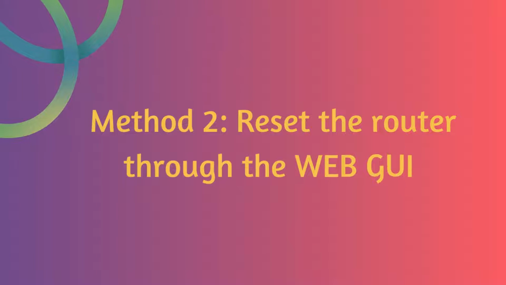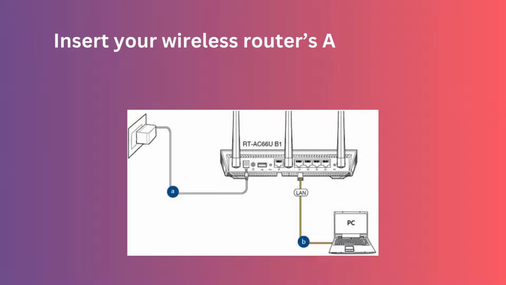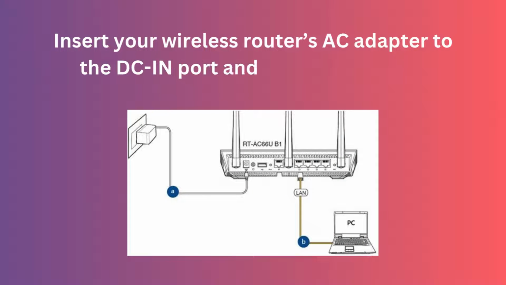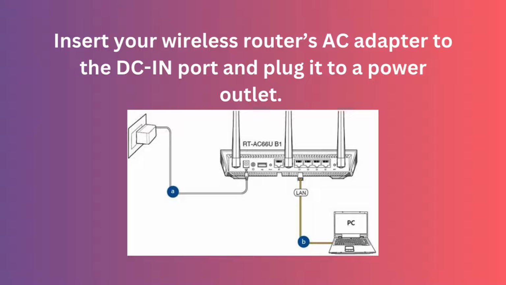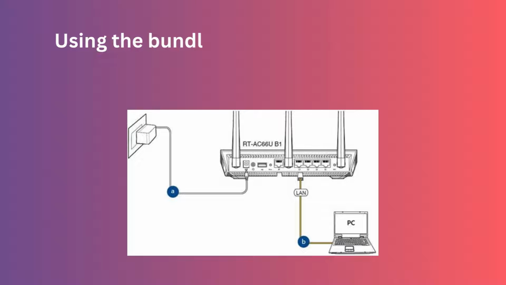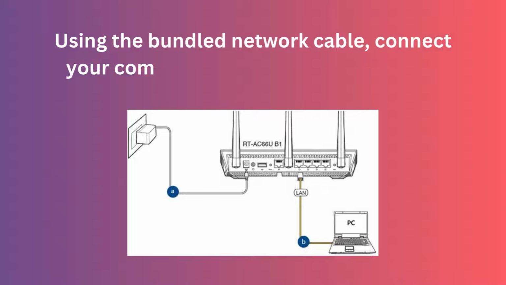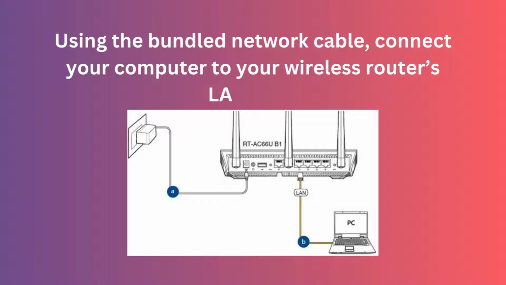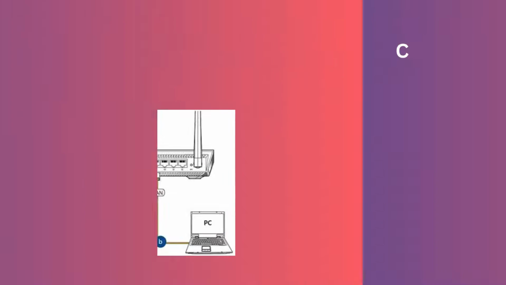Method 2. Reset the router through the web GUI. Insert your wireless router's AC adapter to the DC in port and plug it to a power outlet. Using the bundled network cable, connect your computer to your wireless router's LAN port.